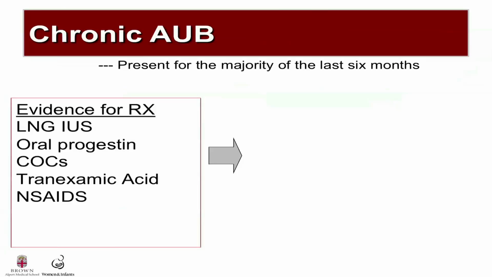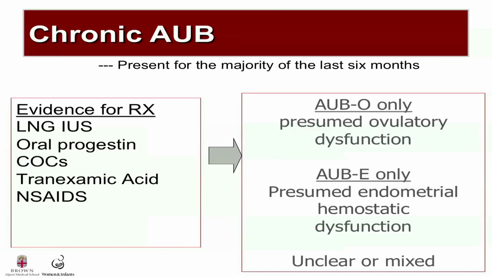So in this talk, the focus is chronic AUB, bleeding that's been present for the majority of the last 6 months. And we're going to focus on the evidence for treatment behind the levonorgestrel intrauterine system, oral progestins, combined oral contraceptives, tranexamic acid, and nonsteroidal anti-inflammatories. In the top right-hand corner of each of the slides, I've noted whether or not the research pertains to AUB-O only, so presumed ovulatory dysfunction, AUB-E only, presumed endometrial dysfunction, or unclear or mixed, because the focus of this talk, again, is on AUB-O and AUB-E.